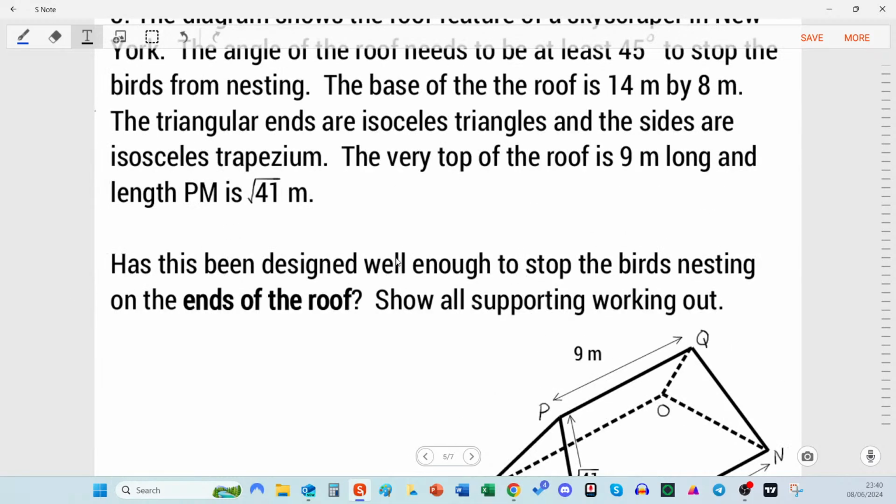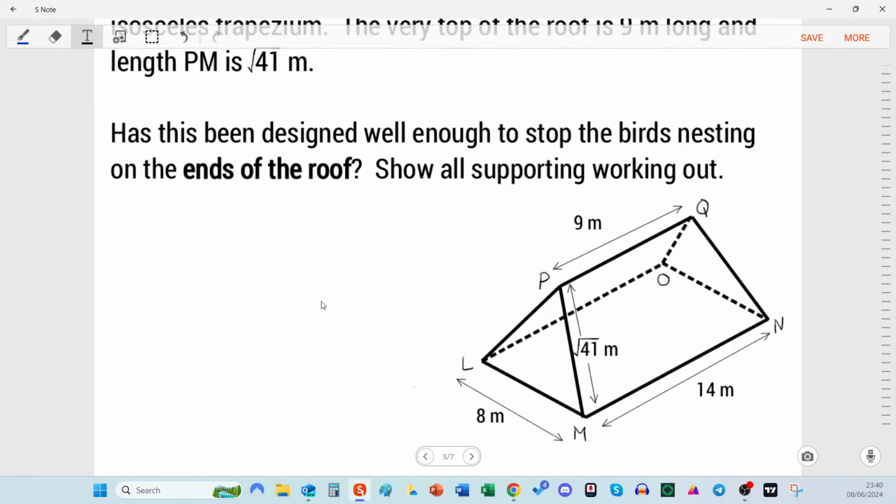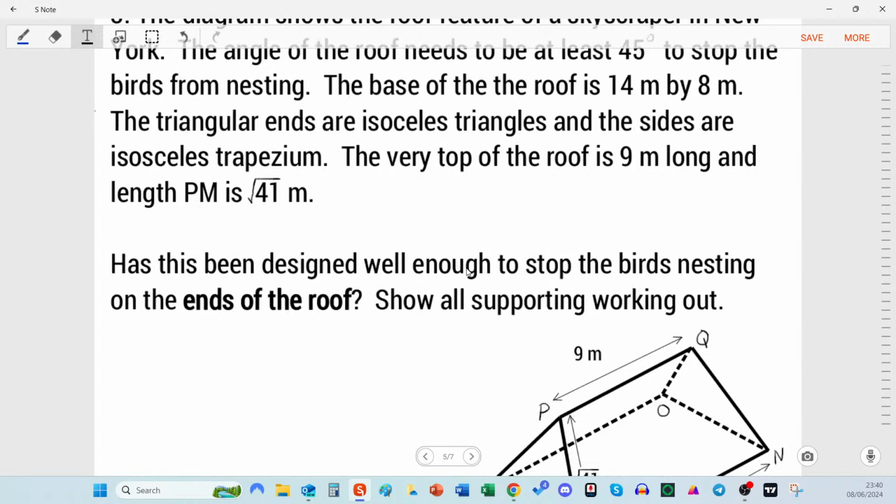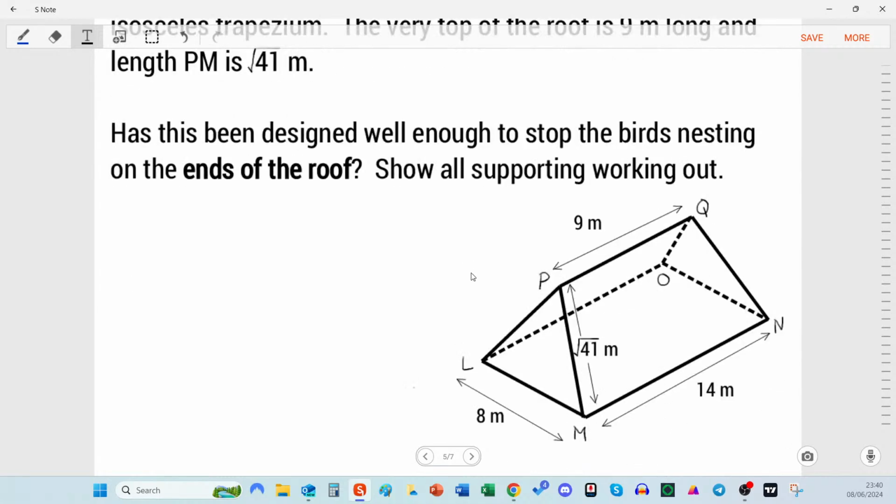Has this been designed well enough to stop the birds nesting on the ends of the roof? So how do we know this is a 3D trigonometry question? First of all, it's a 3D shape. And second of all, it's trigonometry because we've got triangles involved. They're probably going to be right angles eventually. And so that's the key indicators. And how is it different from anything we've done already, which is basic ratios? It's just, can you see the triangles properly? Do you understand this diagram? Like if it was a real thing in front of you, do you understand fully what's going on?